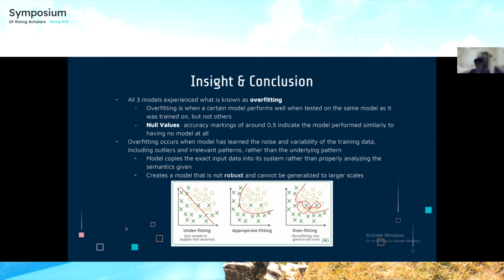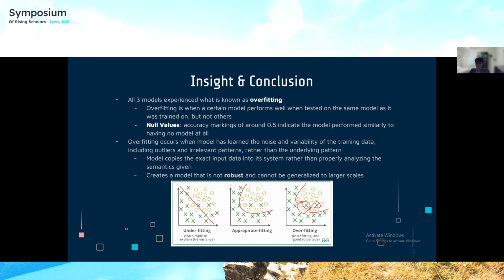So now let's talk about our conclusions and the insight we can gain from this study. I've said the word overfitting multiple times, but what really is it? Well, firstly, overfitting is when a certain model performs well when tested on the same dataset as it was trained on, but not others. For example, in our study, let's say we were to have a random forest model that was trained on dataset labeled B, and then it was tested on dataset A, B, and C. Overfitting means that when it was trained on dataset B and tested on dataset B, it would provide good results. However, when it was trained on dataset B and, for example, tested on dataset A or C, it would have significantly lower markings. These are known as null values.